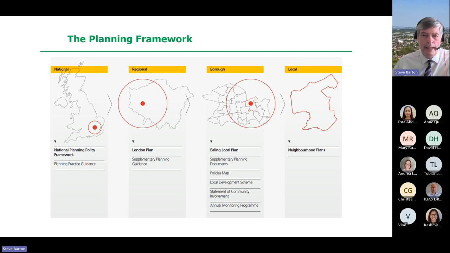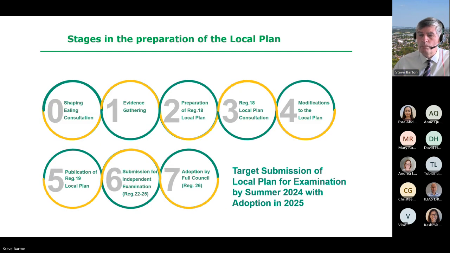Now, the important thing to say here is that the local plan does not cover the entire geography of the London Borough of Ealing. And this is because the Mayor of London created a mayoral development corporation called the Old Oak and Park Royal Development Corporation, which is responsible for planning matters, including local plan making, for the northeast area of the borough, and it has its own adopted local plan. So we're unable to make planning policies for that particular part of the borough.